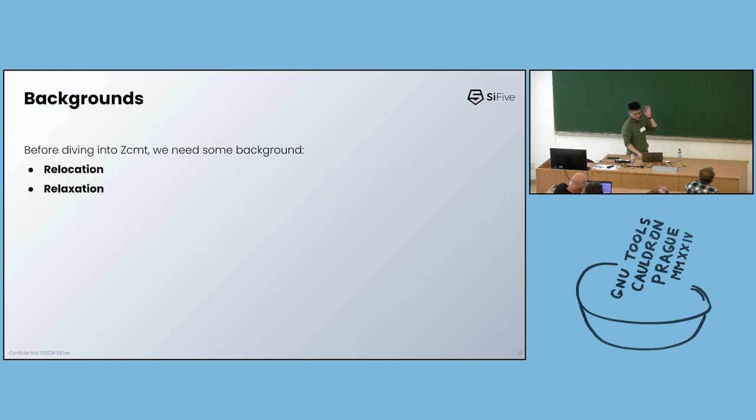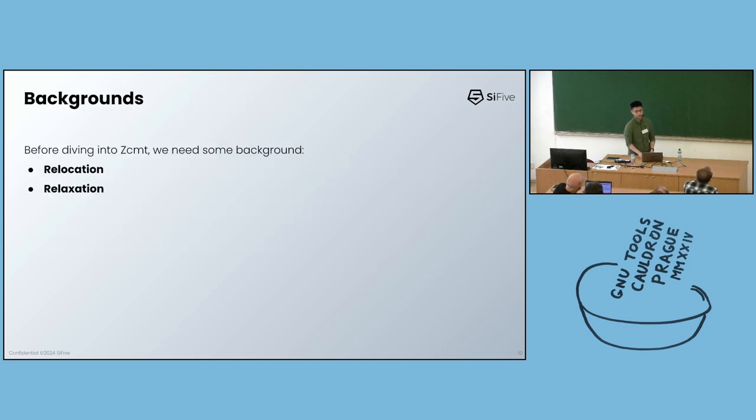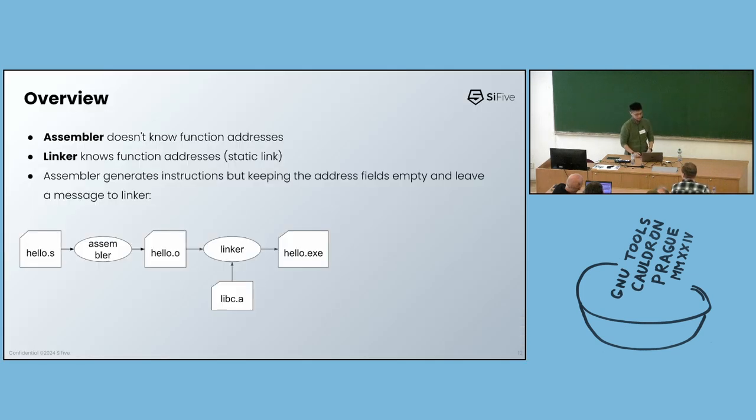Before we talk about more details of the relaxation pass, we need some background on relocation and relaxation. For relocation, we know that to generate an executable from source, you need to compile, assemble and link. When you're assembling, the assembler doesn't know the exact addresses of all the functions. This is the flow from assembly code to executables: the assembler generates object code from the assembly code, and the linker links all the objects into the executable. The linker is the one who knows all the function addresses.